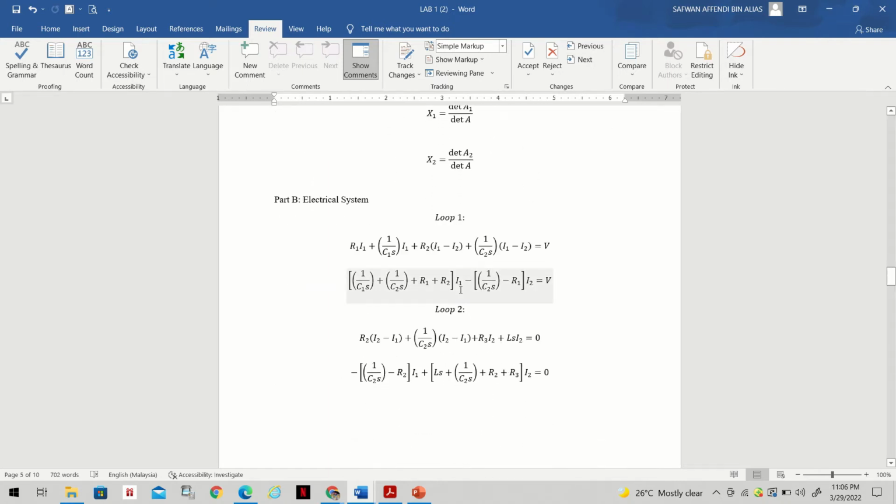In the electrical system equation, there are two loops applied. By using mesh analysis, both loop equations were written. Then, the same way as the first part, by using Cramer's rule, we turn the equations into matrix form to find the values of A, A1, and A2. Finally, the transfer function for I1 is determinant A1 over determinant A, while the transfer function for I2 is determinant A2 over determinant A.